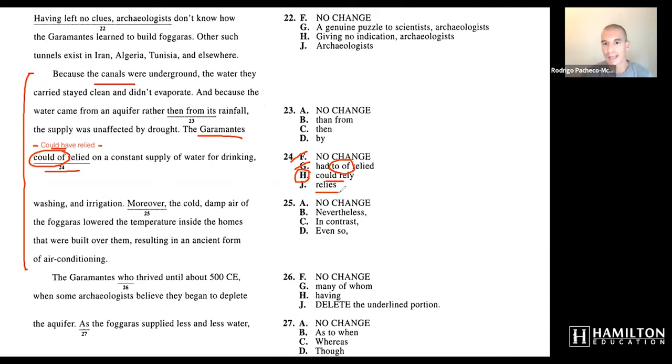And J, relies. This gives us an issue in terms of subject-verb agreement. This is plural. This would be they. So we couldn't say they relies. And the other issue with J is that this is simple present, but we're talking about a civilization from the past. So there's also an issue with the verb tense.